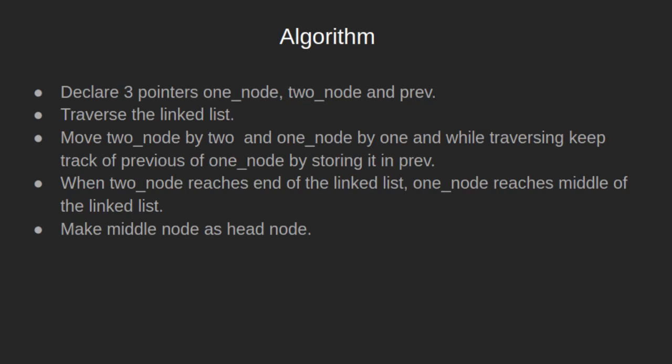Now let's see the algorithm to solve the given problem. We declare 3 pointers, 1_node, 2_node and prev. We then start traversing the linked list. We move 2_node by 2 and 1_node by 1. And while traversing, we keep track of previous of 1_node by storing it in prev. When 2_node reaches end of the linked list, 1_node reaches middle of the linked list. After finding the middle node, we make middle node as head node.